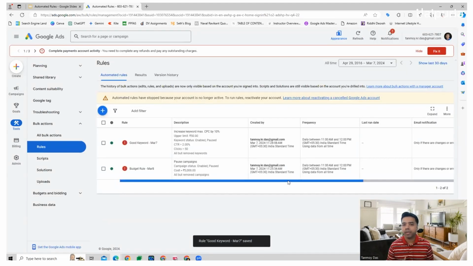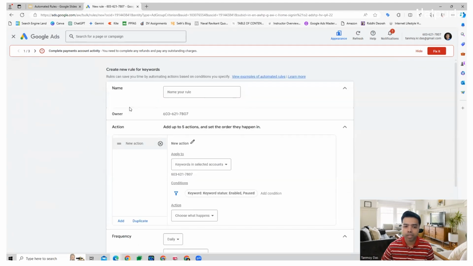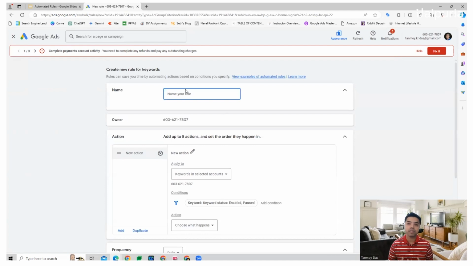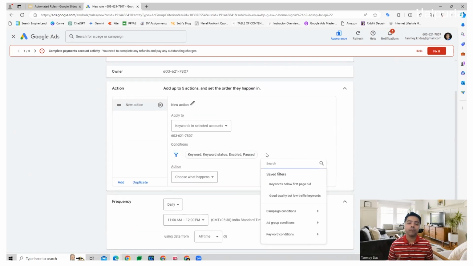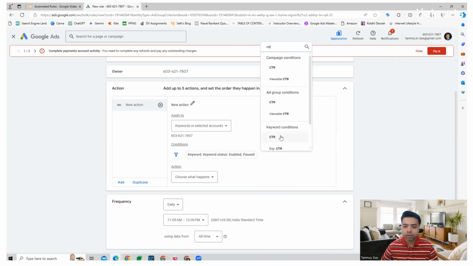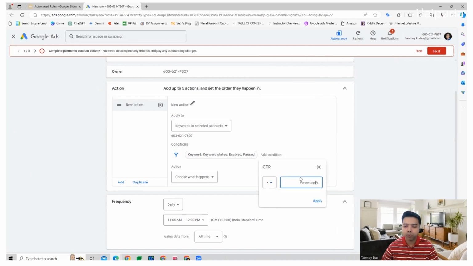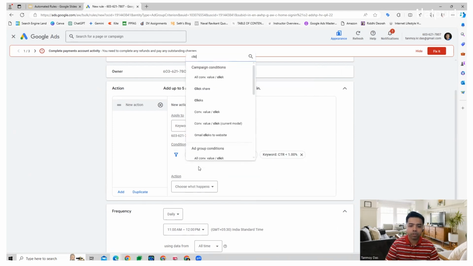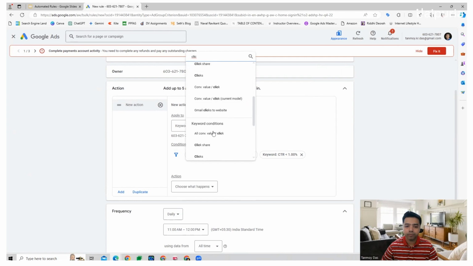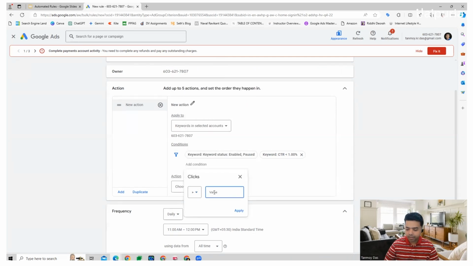Similarly, you can create another rule for the bad keywords, keywords which are not performing for us. We would like to decrease their bids and save the money over there. In the same manner, you can build out another rule for that. You can apply it to all the keywords. Bad keywords means their metrics are bad. Let's say the CTR for that keyword is less than 1%, and the clicks for that keyword are less than 10.